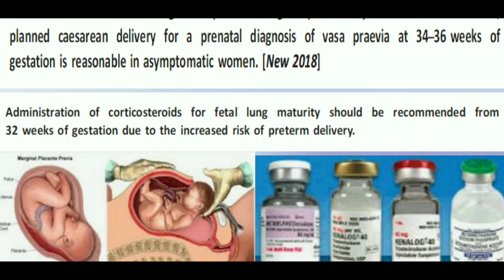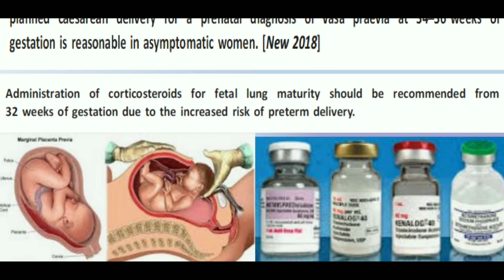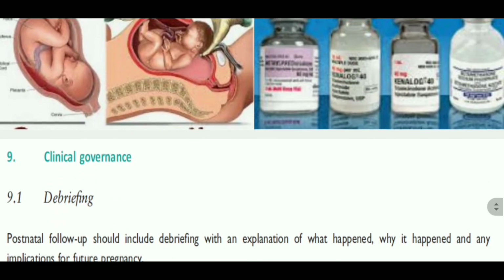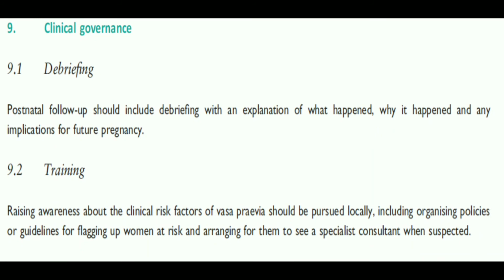Now, there is a role of corticosteroid as well. Administration of corticosteroid for lung maturity should be recommended from 32 weeks of gestation due to the increased risk of preterm delivery. Now, at the end of managing the whole case of Vasa Previa, it's very important to come to the clinical governance point.